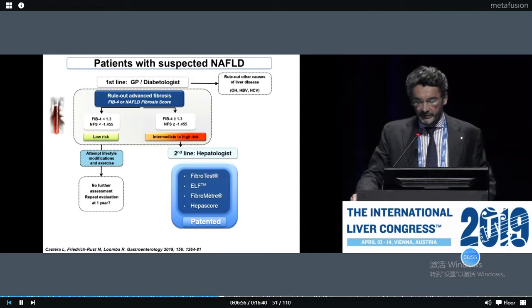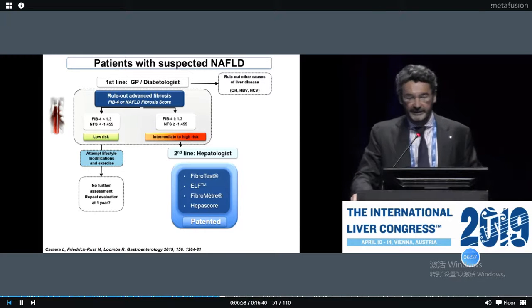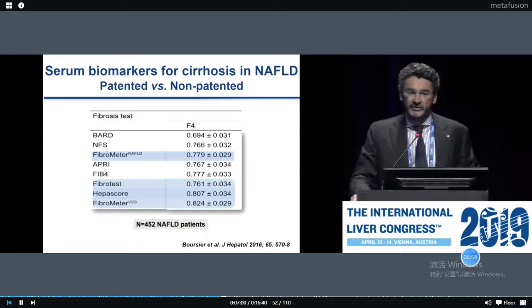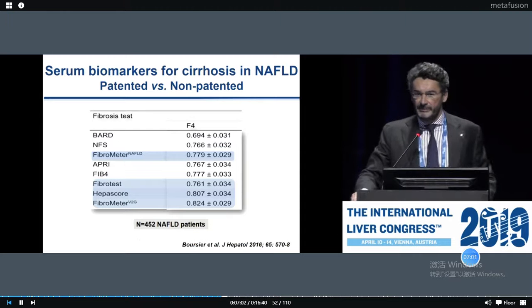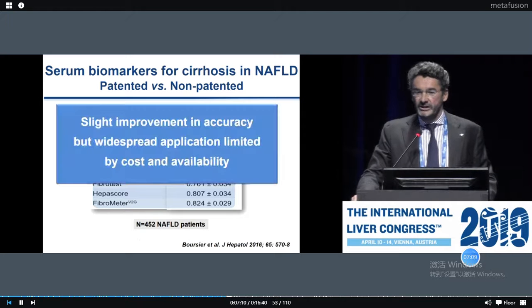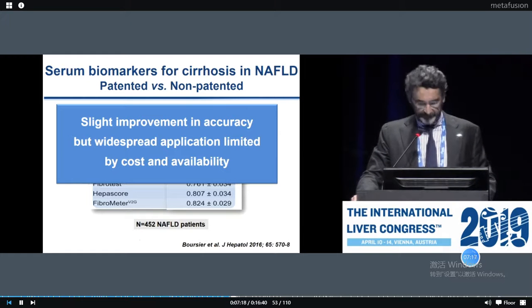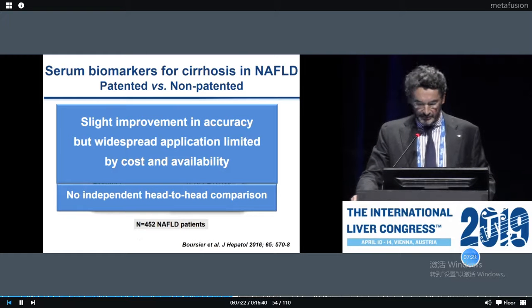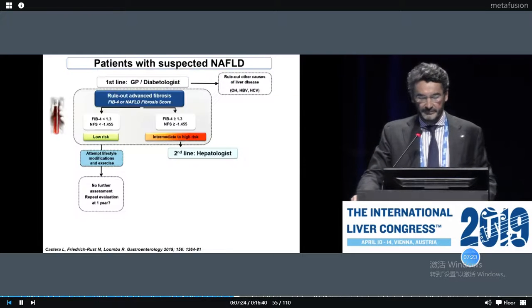So the hepatologists might use patented tests. One of the issues is that this is one of the only studies, not independent from one of the developers, comparing non-patented and patented tests, and this is to the advantage of patented tests. But the issue is that a slight improvement in accuracy is not balanced by the limited availability and the cost, and that limits the widespread availability of these tests. And as I mentioned, no independent head-to-head comparison.